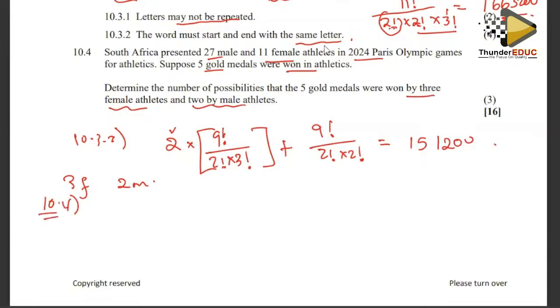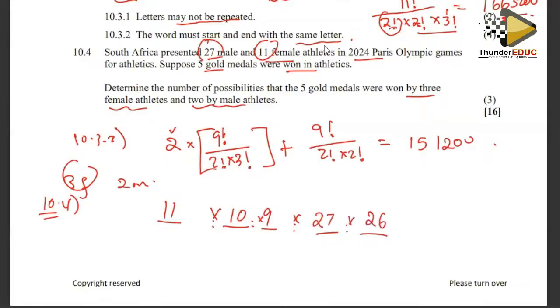So what we're saying is that if we have 5 people, we're going to start with the 3 females. Out of the 11, the first position is gone, then the second position, the third position. With the males, we have 27, so we can choose from 27 and then 26, meaning that our final result should be 694,980. So these are the ways in which the medals would be won.